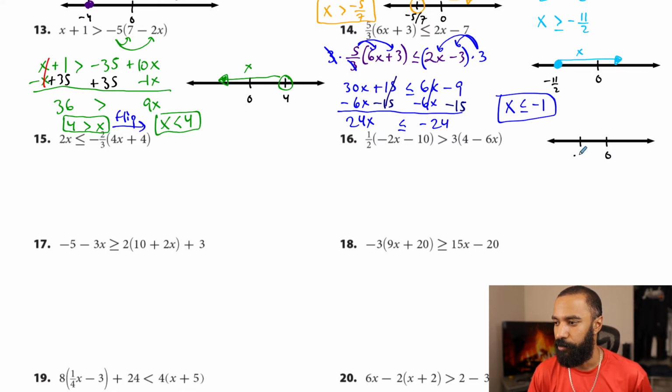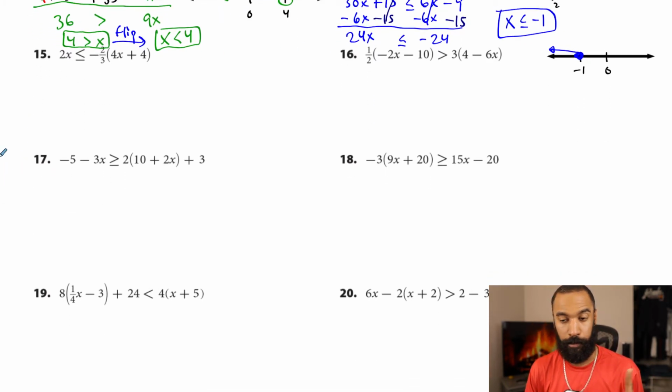Zero, negative 1, closed circle because we include it. Let's go lefty, lefty. Now, it's probably at the point that you're like, okay, I get this video, we can stop. By and large, do it. Please. You only watch it as long as you need to. All right, take a look at this one.